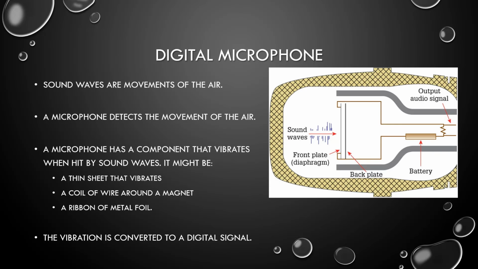It can be a really thin sheet that vibrates when the sound waves hit it, or it can be a coil, which is kind of like this. That's a terrible drawing of a coil. Let me try that again. It's kind of like this, very tightly packed together, that springs in and out when the sound waves hit it, or it can also be just a ribbon of foil. But the idea is that when the sound waves hit whichever of these three things is here, it will vibrate backwards and forwards.